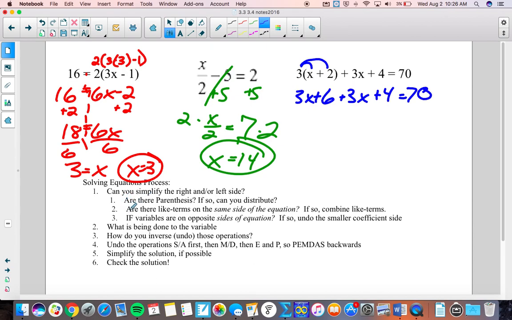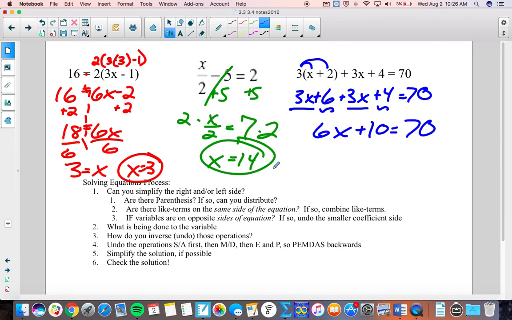Are there like terms on the same side of the equation? Yeah. On this left side, there's a lot of stuff going on. There's x's and there's integers, or numbers, or constants. So when we combine the x's, we get 6x. When we combine the constants, we get 10 equals 70. Now this is simplified. Now I can answer what's being done to x and solve.